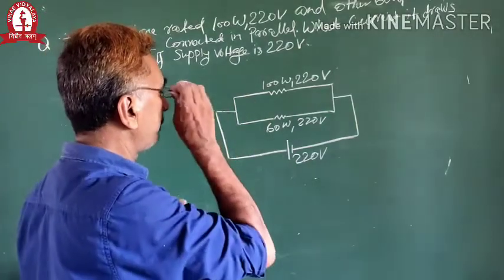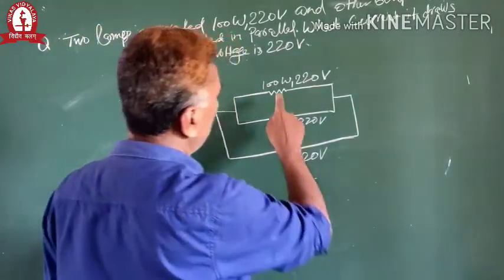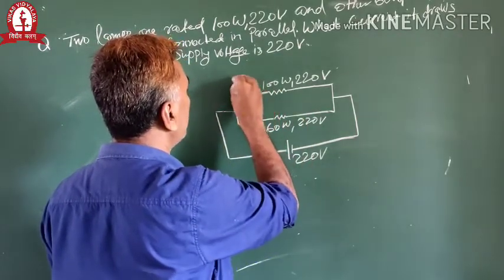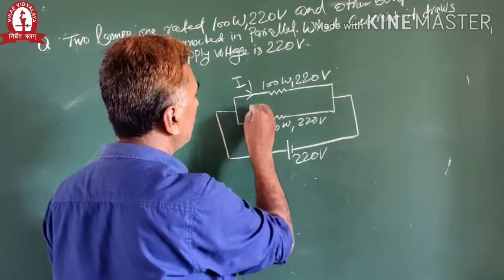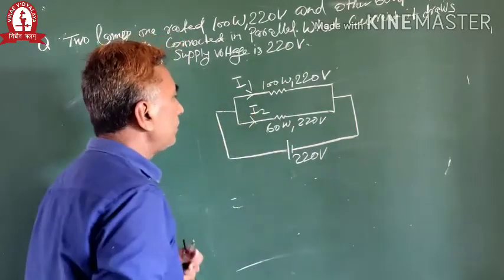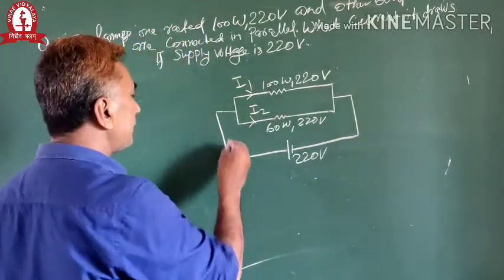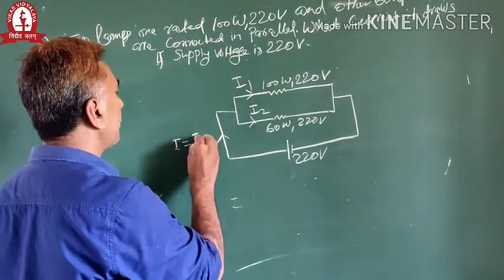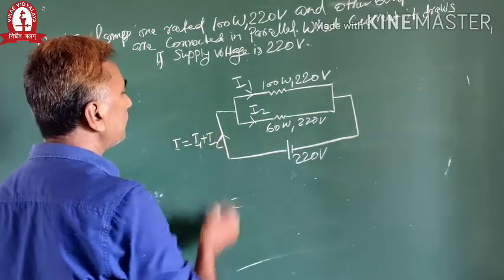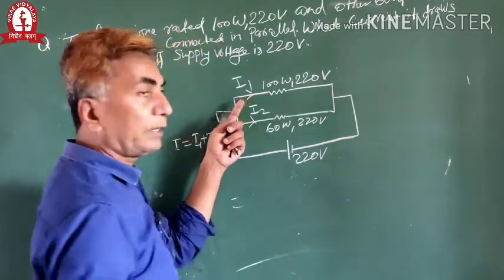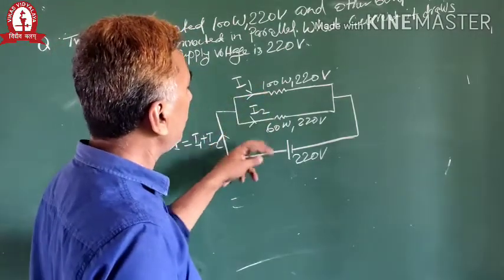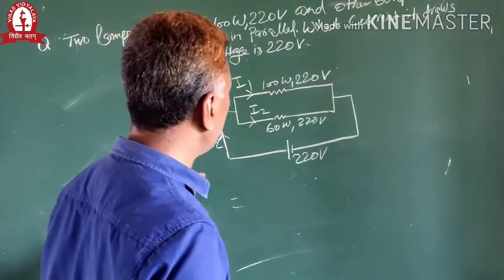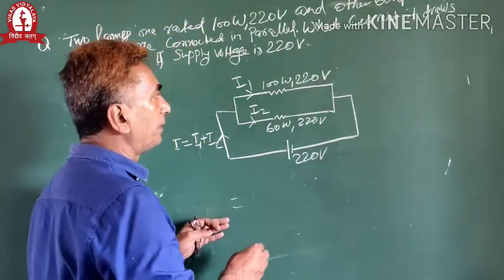Now see here, we have to calculate the value of current in this. First I will calculate I1, let it be, and this is I2, and the question says the value of main current I is required. That means I1 plus I2. That means first I will find the value of current in the 100 watt bulb and then in the 60 watt. After the calculation we will add both, and we will get the main current.